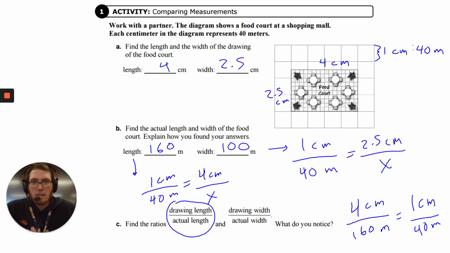When we look at scale drawings, here's the idea. This is like blueprints or a map. You're looking at something in a different scale. Like this blueprint is of the food court. So it's a small version of what the large actual food court is. Now it says the diagram shows that each centimeter is 40 meters in real life. So the scale is 1 centimeter on the diagram is 40 meters in real life.